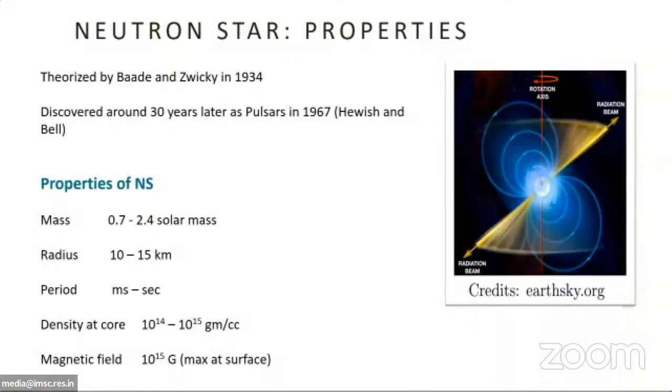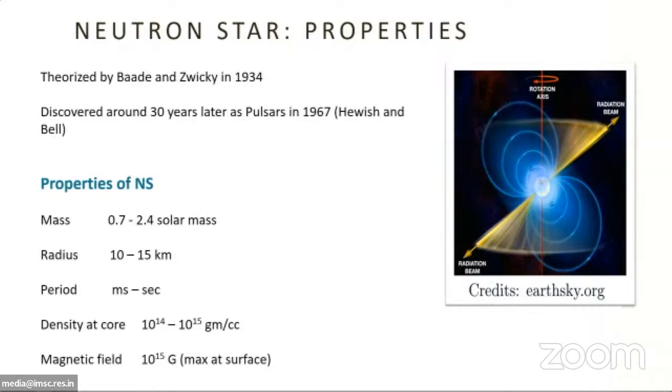First I will talk about neutron stars. Neutron stars were first theorized by Baade and Zwicky just after the discovery of neutrons. However, their observational counterparts, the pulsars, were discovered much later. Here are the different properties of neutron stars. Neutron star mass can range between 0.7 to 2.4 solar masses, radius around 10 to 15 kilometers, period from very fast to not that fast, and the density of the core is extremely high, and also a high magnetic field.